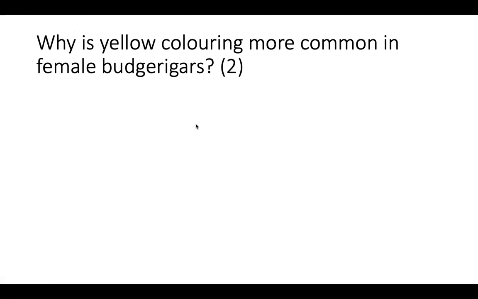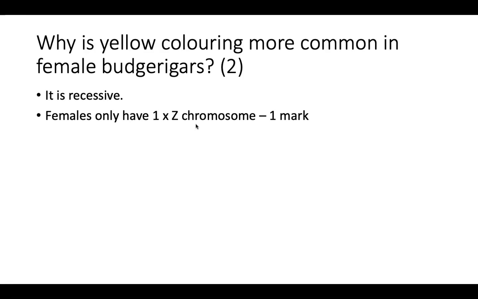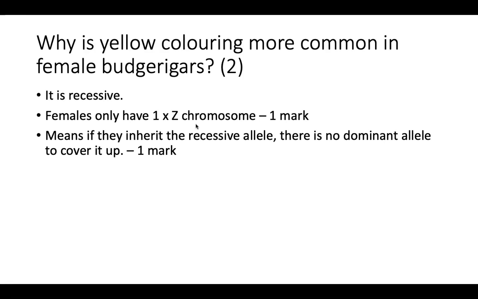Now the next question, why is yellow colouring more common in female budgerigars? And this is worth 2 marks. Now the reason is it's recessive, and the females only have 1 Z chromosome. So remembering females are ZW, because they've only got the 1 Z chromosome, if that Z chromosome happens to have the recessive allele on it, then there's no dominant allele that's going to cover it up.